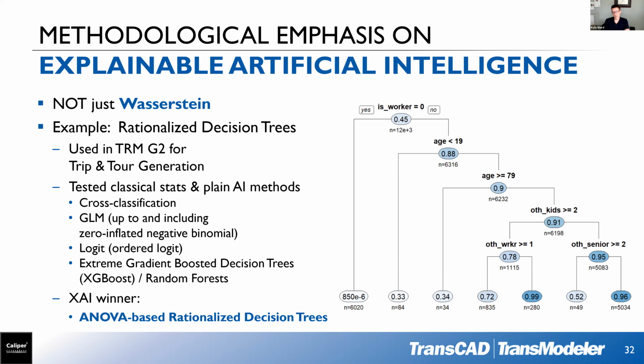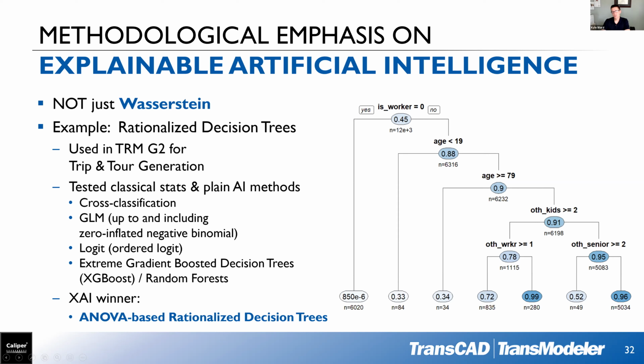So on the right, this is the home-based work trip. You can see that at the top, for the entire population, at that first node, the trip rate is 0.45. But as you ask these questions, if you're not a worker, you make effectively no work trips. If you are a worker, now your trip rate jumps to 0.88. But if you're young, you're only making 0.33. And if you're above 19, you're making this. You can see how each question asked ends up with these bottom nodes of the tree, which lead to very distinct rates in trip making.